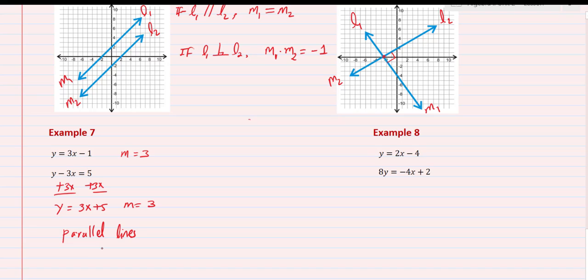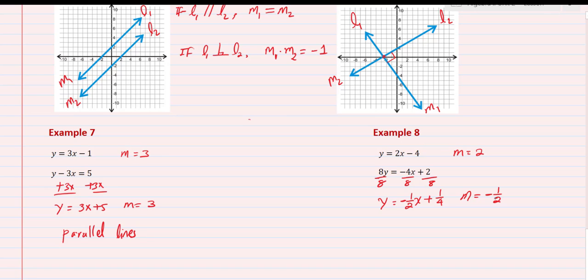Let's do the second equations. So the first one, the slope is going to be very obvious, y equals 2x minus 4, and the slope is 2, okay? Now the second one is not too obvious, so we have to rearrange it to find out what the slope is. To do that, I'm going to divide each one of the terms by 8. So that means y equals, if I simplify that, that's going to be negative 1/2 x, and if I simplify that, it's going to be 1/4. Now, the slope of the second one is going to be negative 1/2.